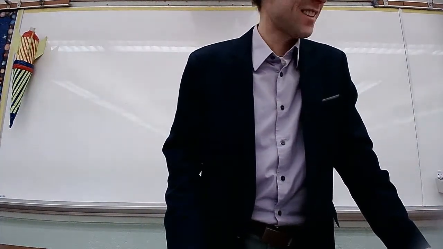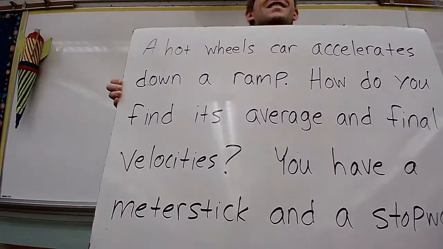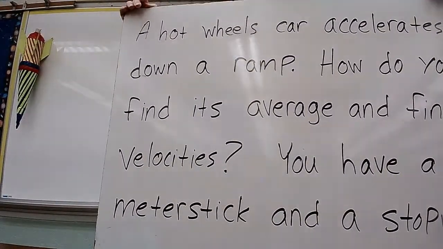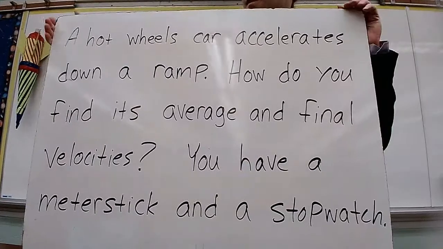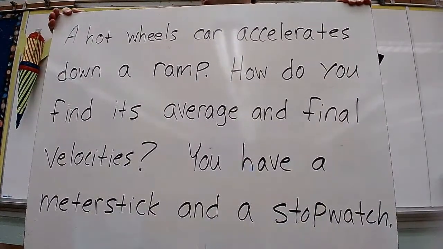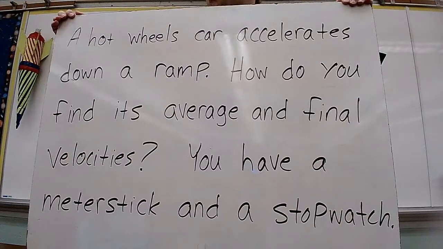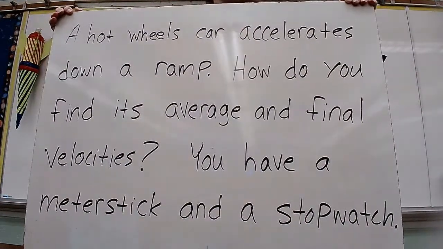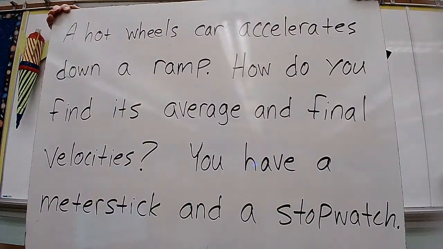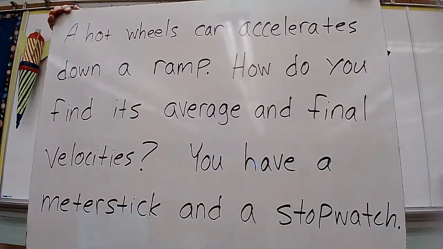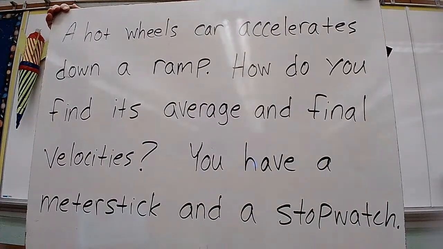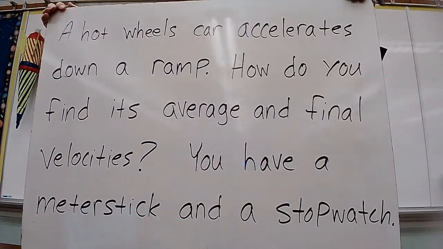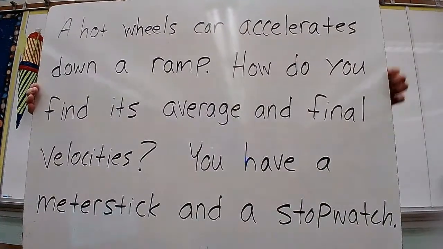So let's take a look at our question here before we try and remember where we were a month ago. Here's our question. A Hot Wheels car accelerates down a ramp. How do you find its average and final velocities? You have a meter stick and a stopwatch. This is something that we would have done for a lab if we had some extra time. We're going to skip it because when you come back after a month, it's best to just review instead of do a big lab.